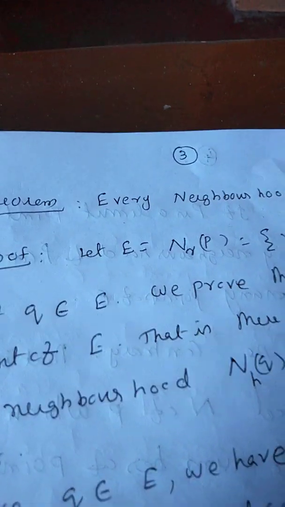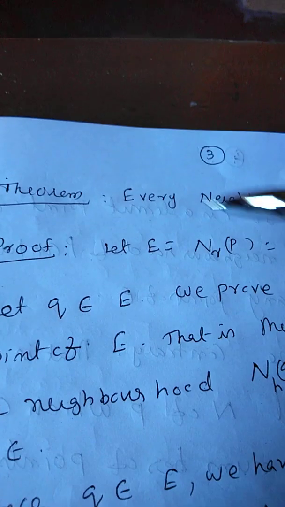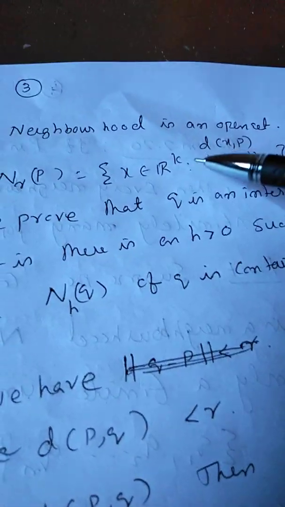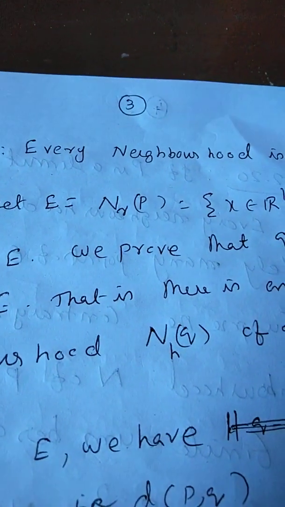Now, next is an example. Every neighborhood is an open set. Every neighborhood means a set of the form N_r(p), which is the set of x belonging to R^k with d(x,p) less than r. So, every neighborhood in a metric space is an open set.